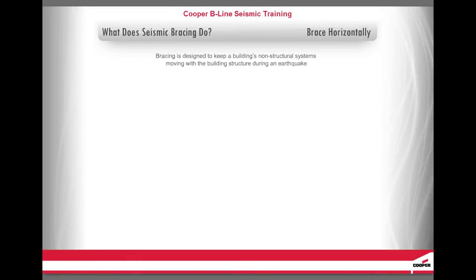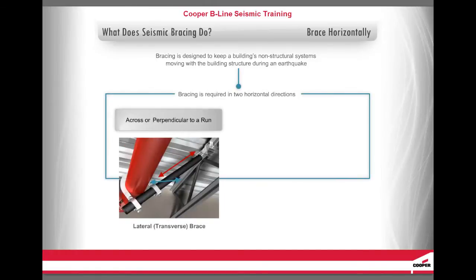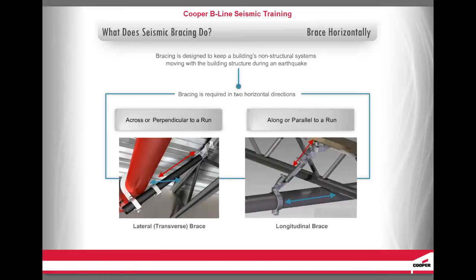Bracing is designed to keep a building's non-structural systems, such as pipe, air duct, or cable tray, moving with the building structure during an earthquake. In order to accomplish this, bracing is required in two horizontal directions: across or perpendicular to a run, and along or parallel to a run.